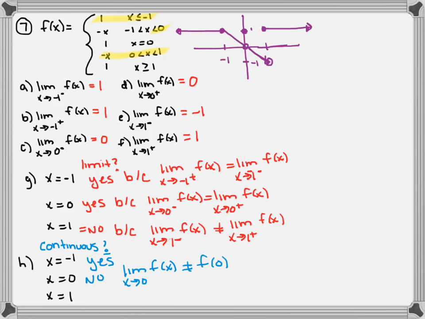And that would be considered a removable discontinuity. At x equals 1, it would be no because the limit does not exist. So that would be considered a jump.